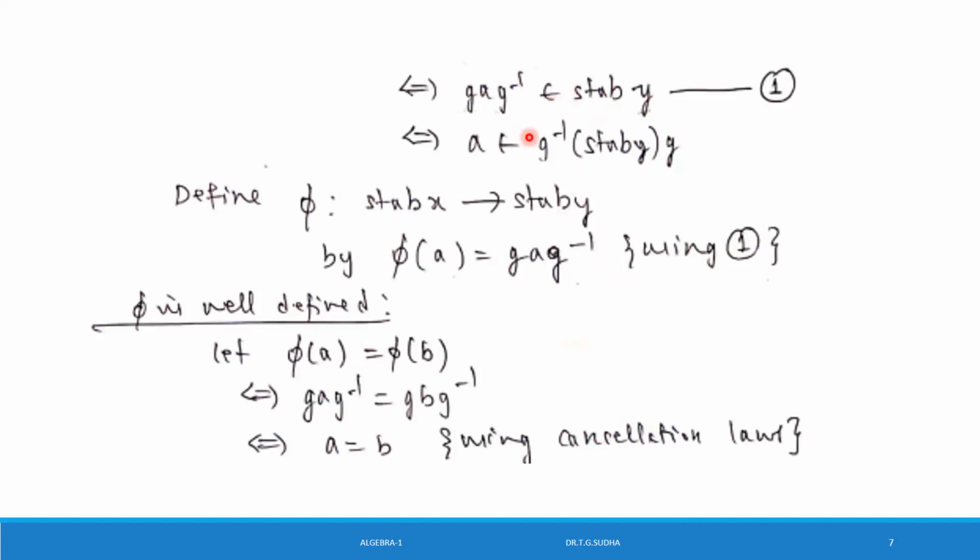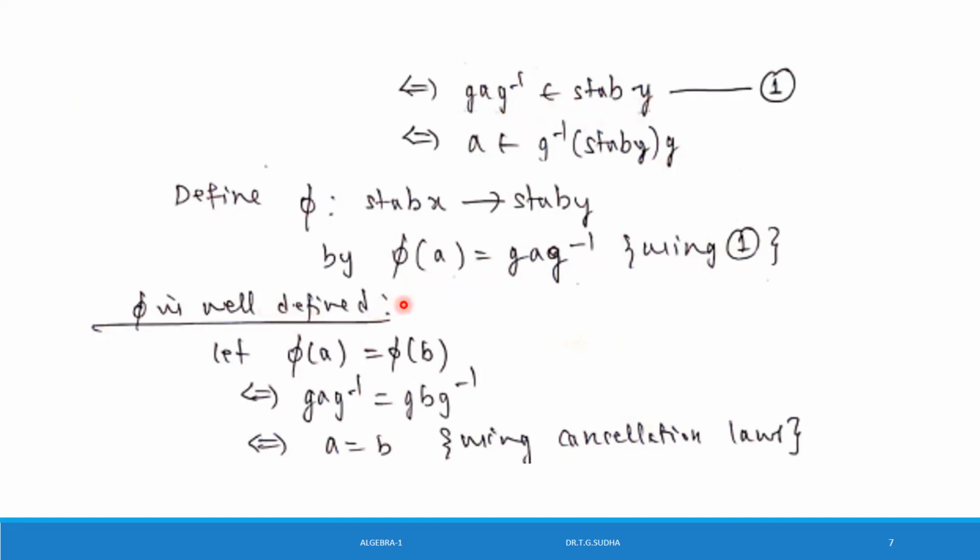Since this belongs to stab y, now operating by g inverse from the left side and g from the right side, we can show that a belongs to g inverse stab y into g. So whenever a belongs to stab x, we can say that gag inverse belongs to stab y. Now let us define a mapping phi from stab x to stab y by phi of a is equal to gag inverse. For this, we are using this expression, which is obtained by a belonging to stab x implies gag inverse belongs to stab y.